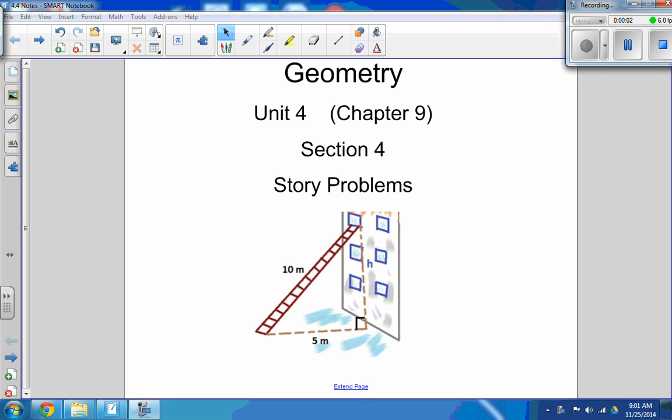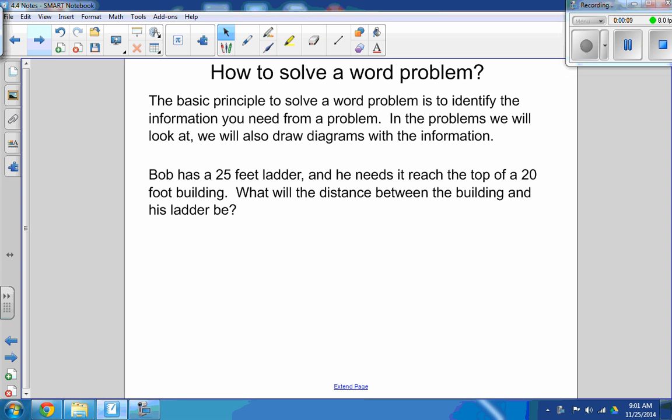Geometry, Unit 4, which is Chapter 9 from the book, Section 4, Story Problems. So this whole section is about how to solve a word problem. The basic principle to solve a word problem is to identify the information you need to form a problem. The problems we will look at, we will also draw diagrams with the information.